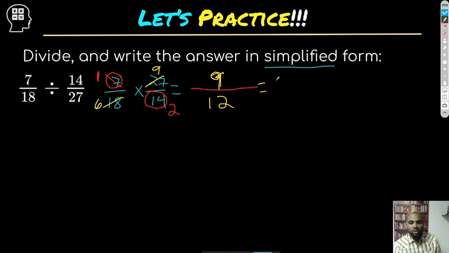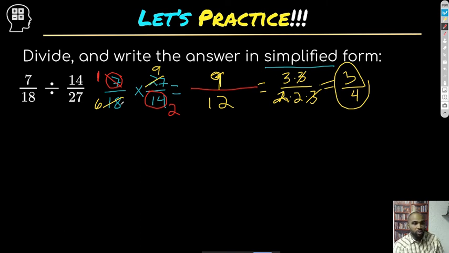I can break this down even further, because 3 times 3 gives me 9, and 2 times 2 times 3 gives me 12. And I can see that my 3's are able to cancel, leaving me with 3 over 2 times 2, which is 4. 3/4.